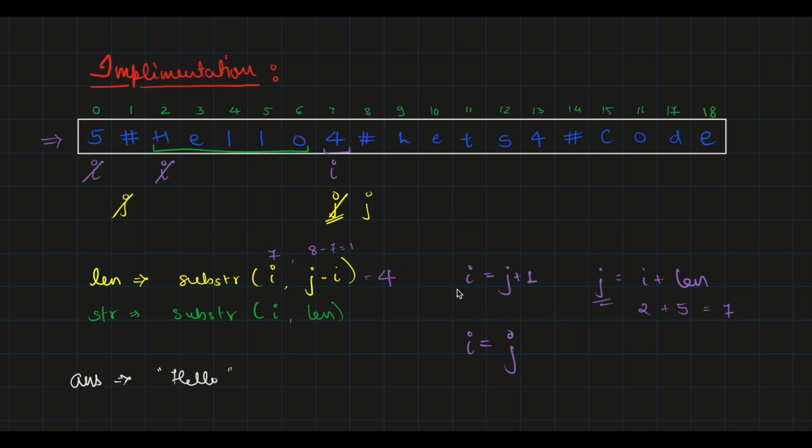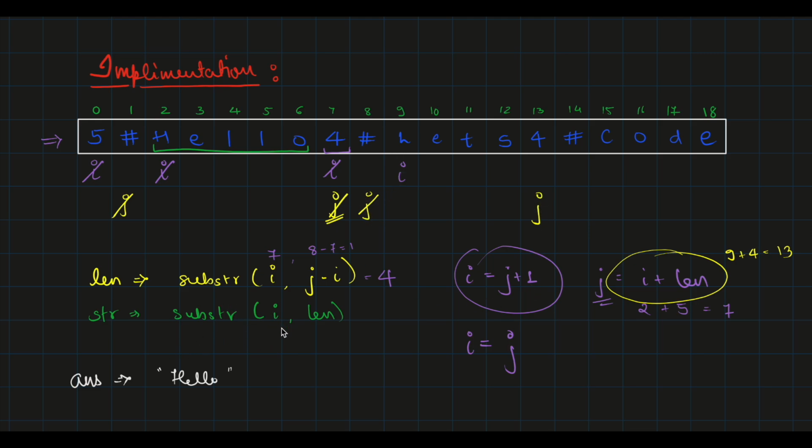So now we will do i is equal to j plus 1. So i will traverse to j plus 1 here. Now we can change our position of j to i plus length. In this case i is at 9 and length is 4. So it's 13. So j comes here, so the 13th index.